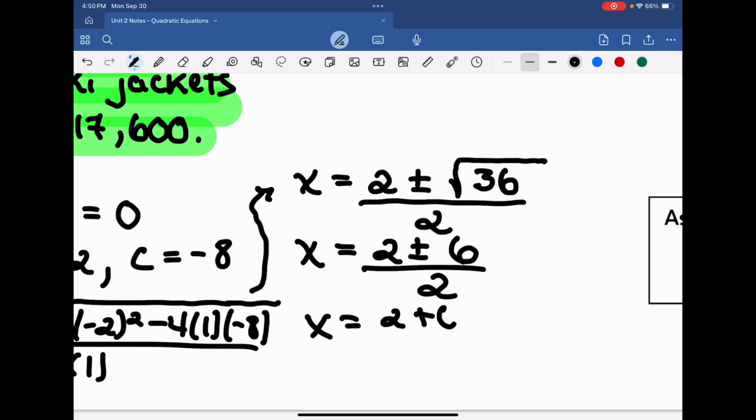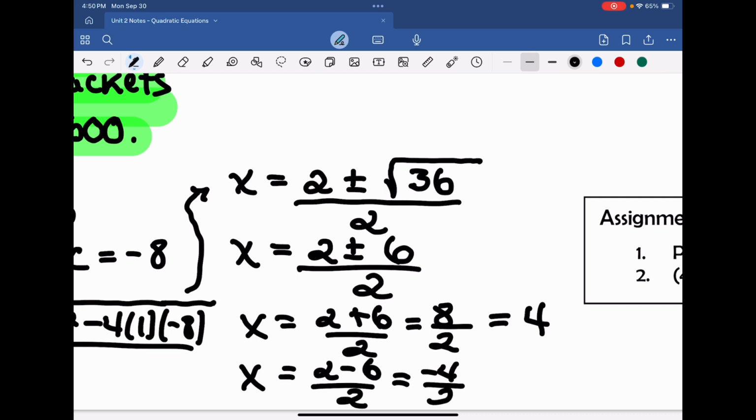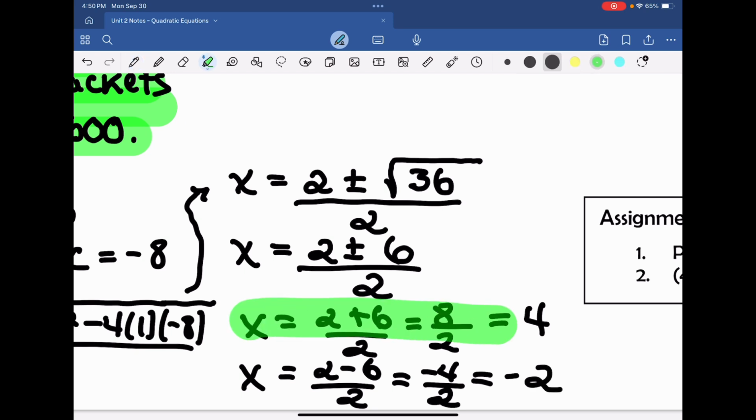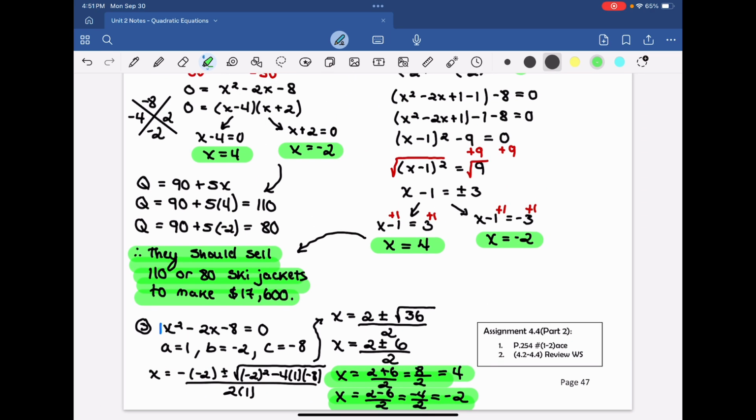And therefore my two solutions: x is equal to 2 plus 6 over 2, which is equal to 8 divided by 2, which is equal to 4. My other solution is x is equal to 2 minus 6 over 2, which is equal to negative 4 over 2, which is equal to negative 2. Hey, look at that. We get the x equals 4, the x equals negative 2 that we saw in all the other parts. Look at that.